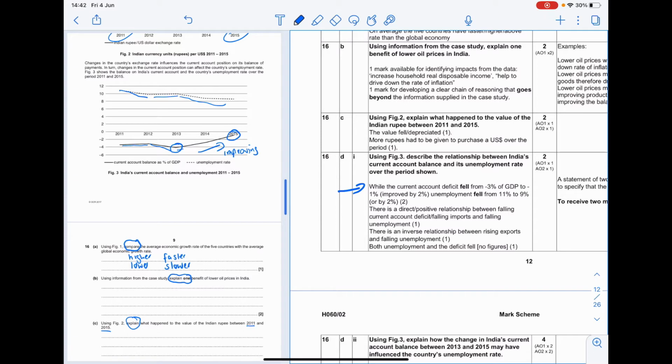Or you could say there's an inverse relationship between rising exports and falling unemployment. So what they've done here is they've said, well, if the deficit is improving, that is suggesting that you've got rising exports. If the deficit is worsening, it's suggesting that your imports are rising, or if it's improving, your imports are falling. So they've done these two to specifically pick up on just either exports or imports.